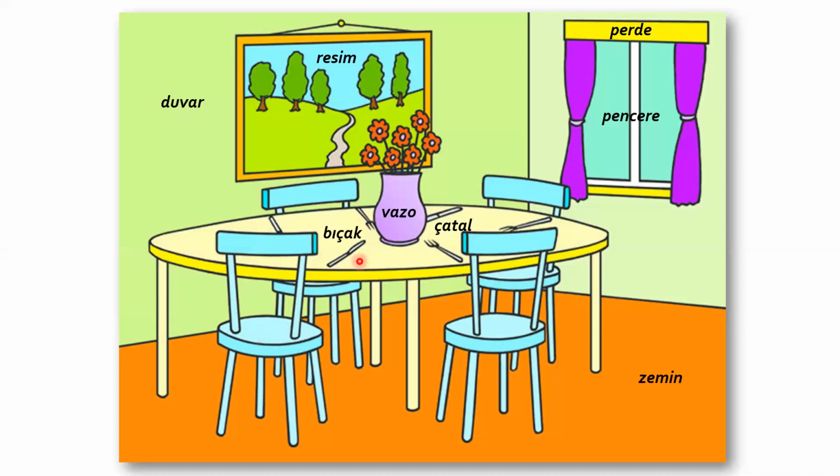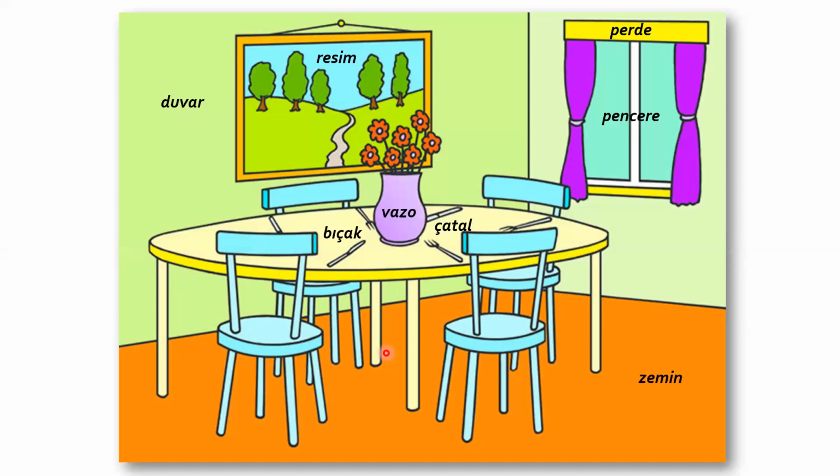Okay. And now let's use the same words. We use bıçak and sandalye. And we will say there is no knife on the chair. How will you say it? Okay, the right answer will be sandalyede bıçak yok. Sandalyede bıçak yok.